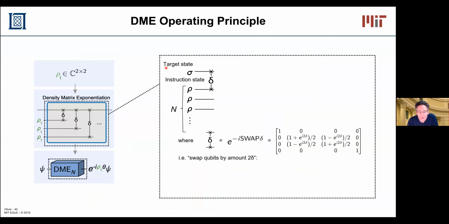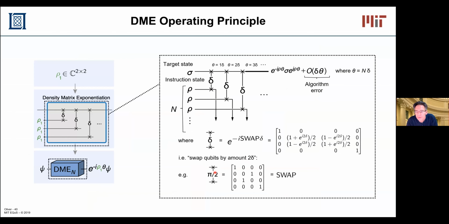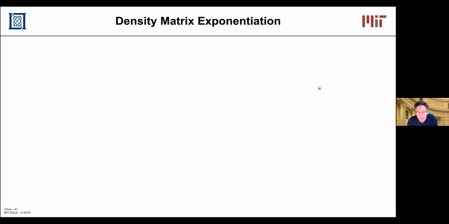So how it works is basically the following. You have a target state sigma, and you have a number of these instruction states, and you perform what's called an i-swap, which is a small rotation by delta, and you rotate sigma basically around the state rho. They actually both rotate, and this is similar to what you would call a swap gate if two delta equaled pi over two. But you keep doing this, and eventually in small steps, you can implement the full angle that you wanted with some small trotterization or algorithmic error.